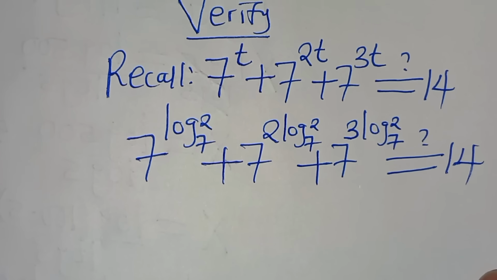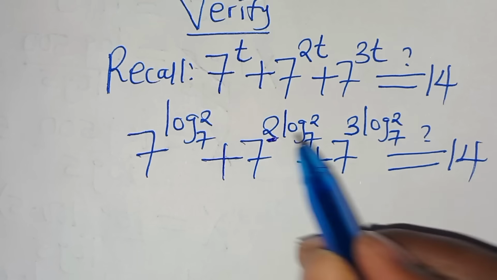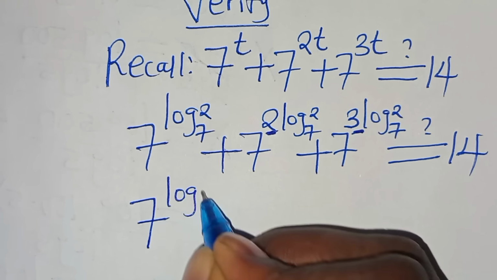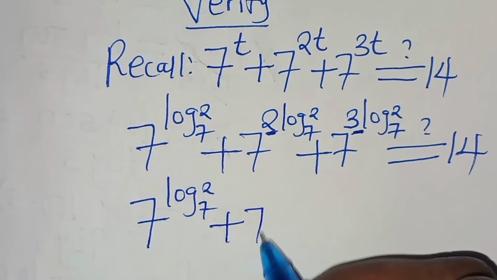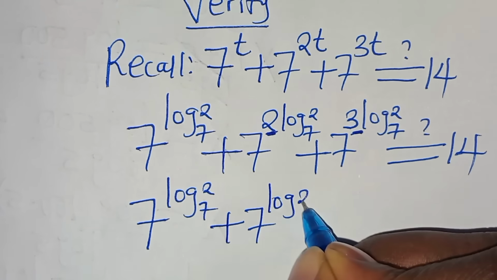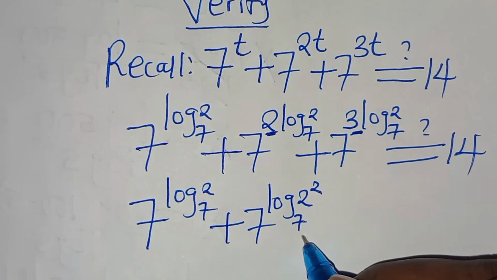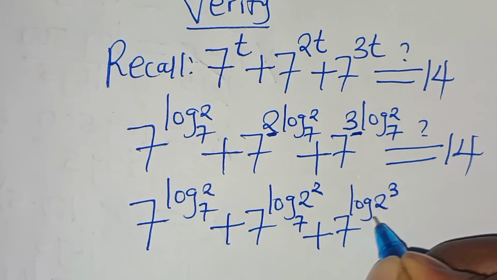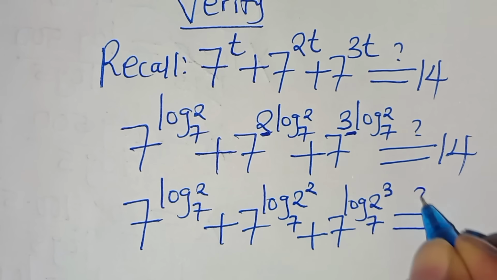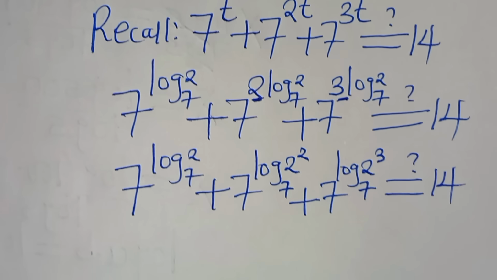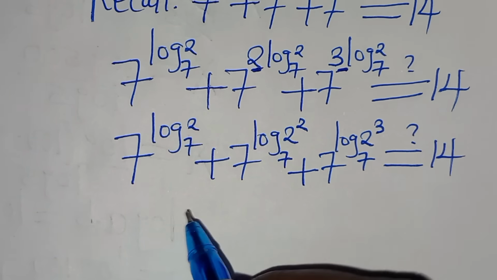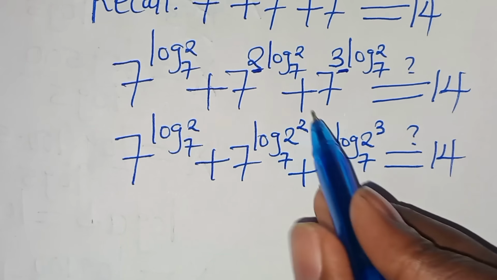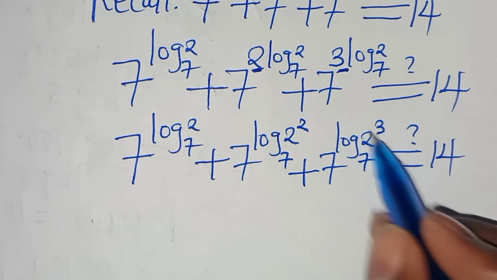The next step is that 2 is a power and also 3 is a power here. So we can express this as 7 to the power of log 2 to base 7, then plus 7 to the power of log 2 to the power of 2 to base 7, and then plus 7 to the power of log 2 to the power of 3 to base 7. This should give us a value of 14.